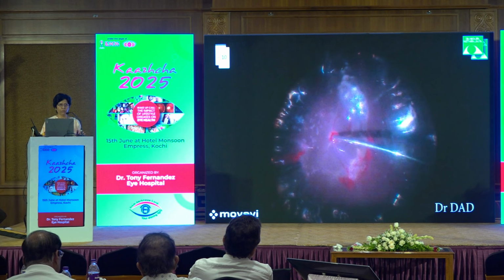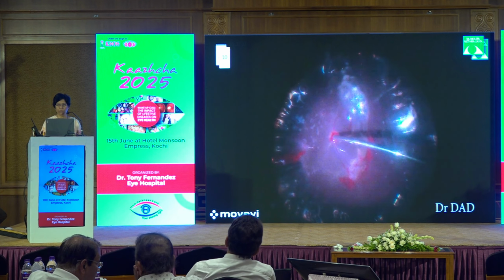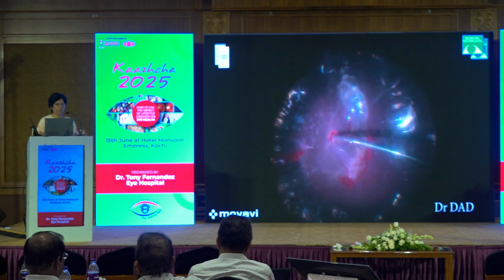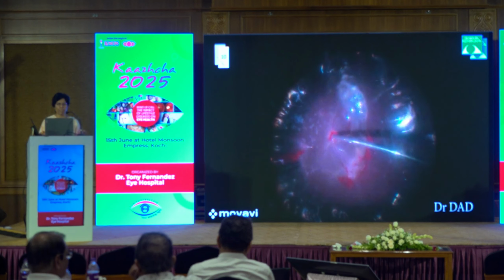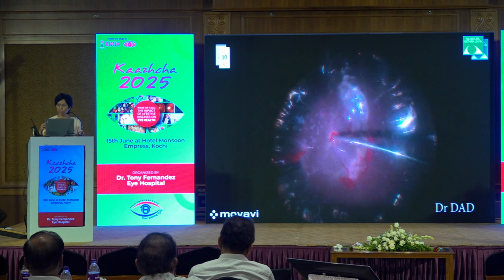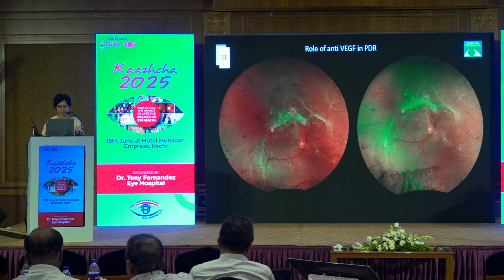So these are the cases which will have a lot of post-operative inflammation, and they will not have any good outcome. So to combine these with cataract surgery is not a good choice, because the cataract surgery also will throw up inflammation, and these are the cases where you will see a lot of anterior segment adhesions, IOL displacements, etc. So these are the cases best done singly.